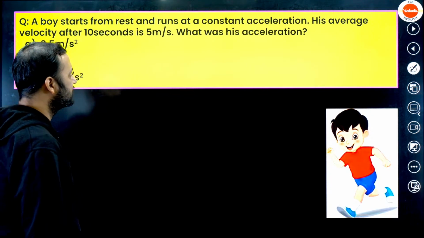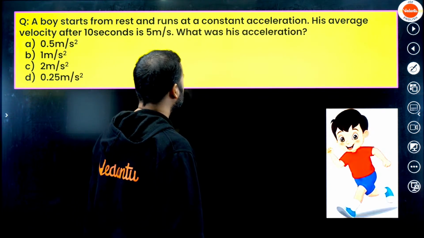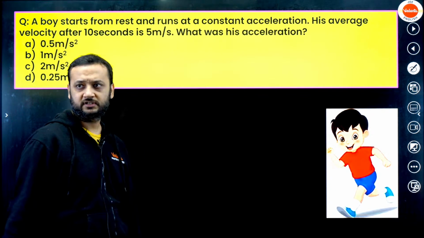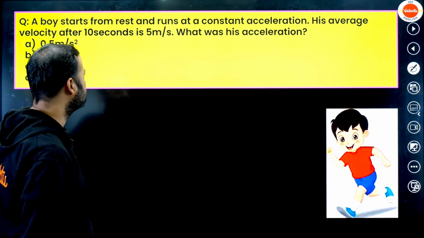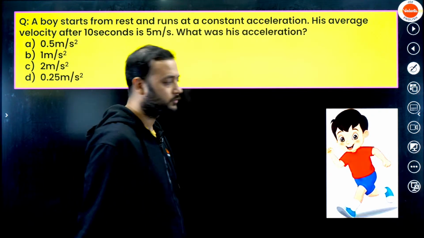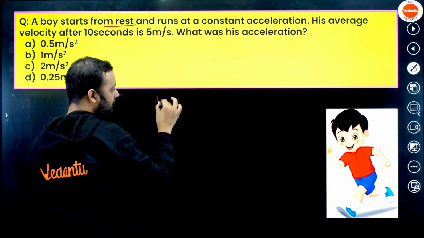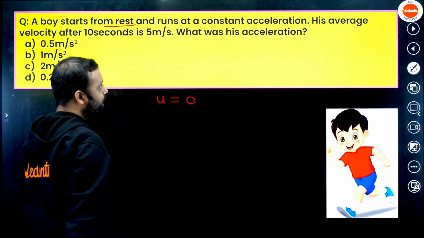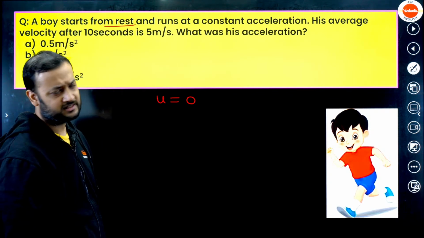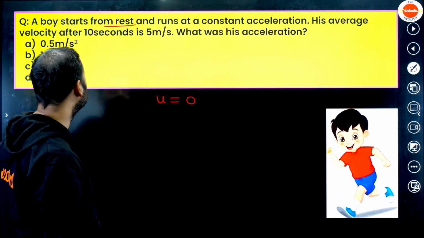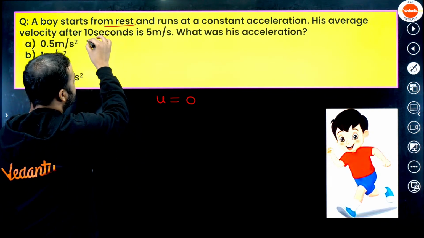A boy starts from rest and runs at a constant acceleration. So the boy is running at a constant acceleration. His average velocity after 10 seconds is 5 meters per second. The boy starts from rest. What does this mean? That the initial velocity was 0, because if something starts from rest, then the initial velocity has to be 0. Now the average velocity after 10 seconds is 5.